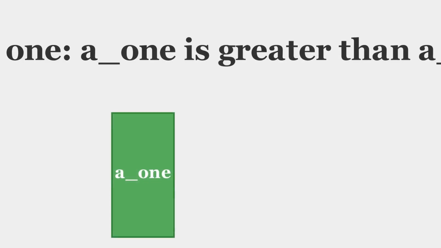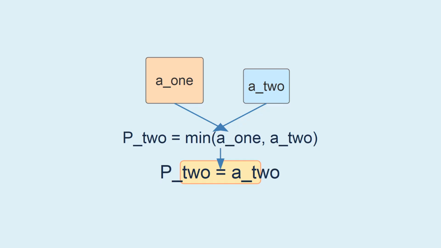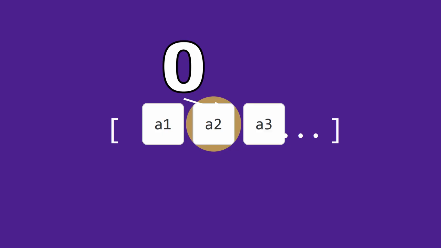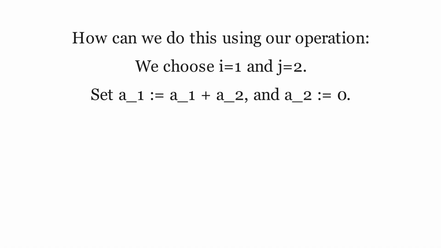Let us start with the scenario where a1 is strictly greater than a2. Initially, our first prefix minimum P1 equals min of a1, which is a1. Our second prefix minimum P2 equals min of a1 comma a2. Since a1 is greater than a2, P2 equals a2. To minimize the total sum, we want to make as many Pk terms as possible equal to 0. The fastest way to introduce a 0 into our prefix minimums is to make a2 equal to 0. How can we do this using our operation?